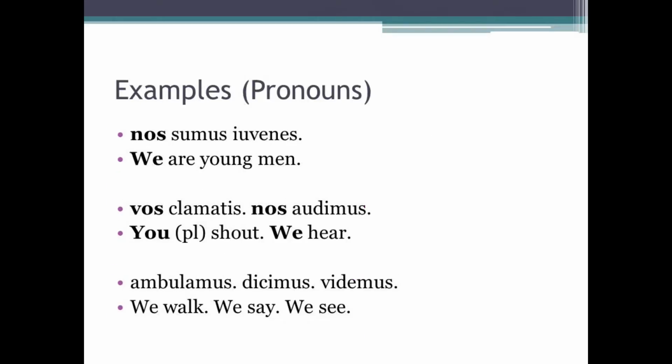Now let's have a look at a few examples of pronouns. Nos sumus iuvenes. We are young men. Vos clamatis. Nos audimus. You plural shout. We hear. Ambulamus, dicimus, videmus. We walk, we say, we see. Notice in this last example how there aren't any pronouns, but this is just to show that pronouns are purely there for emphasis, as the verb endings are sufficient.